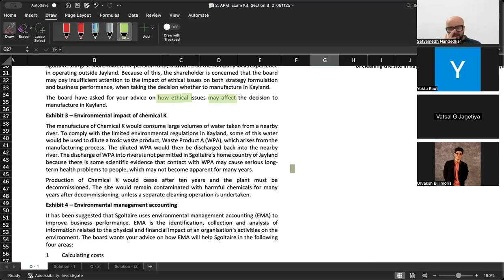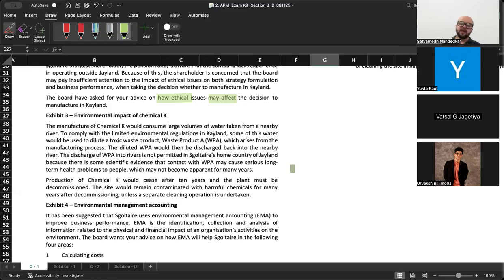Then, environmental impact of Chemical K. The manufacture of Chemical K would consume a large volume of water taken from a nearby river. To comply with the limited environmental regulations in Kayland, some of this water would be used to dilute a toxic waste product, WPA, which arises from the manufacturing process. The diluted WPA would then be discharged back into the nearby river. The discharge of WPA into rivers is not permitted in Skolitaire's home country of Jayland because there is some scientific evidence that contact with WPA may cause serious long-term health problems to people, which may not become apparent for many years. Production of Chemical K would cease after 10 years and the plant must be decommissioned.